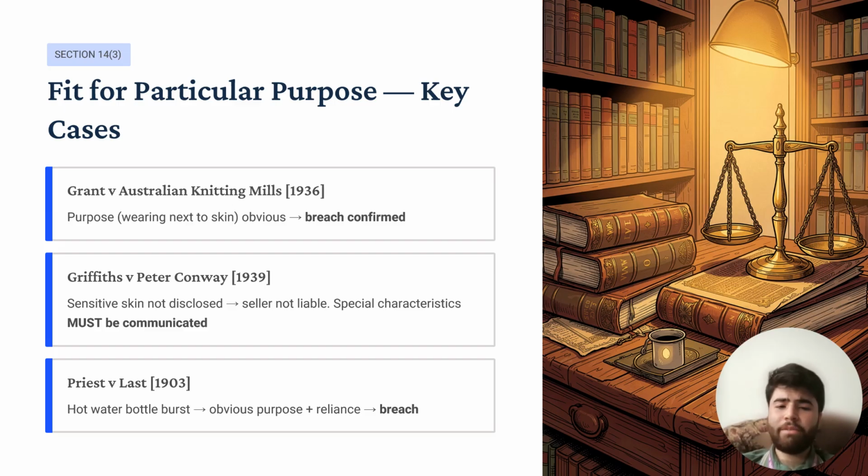The second case is Griffiths v. Peter Conway from 1939. A woman with unusually sensitive skin bought a Harris tweed coat. The coat gave her dermatitis. However, a person with normal skin would not have been affected at all. The court held there was no breach of section 14 subsection 3.